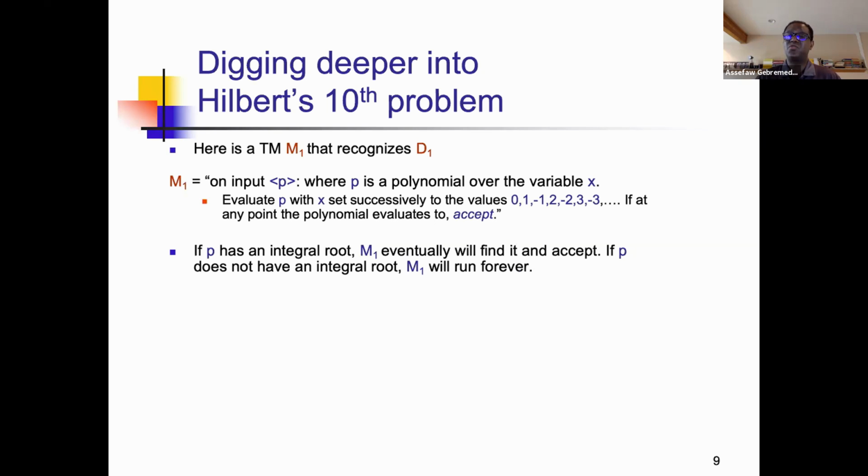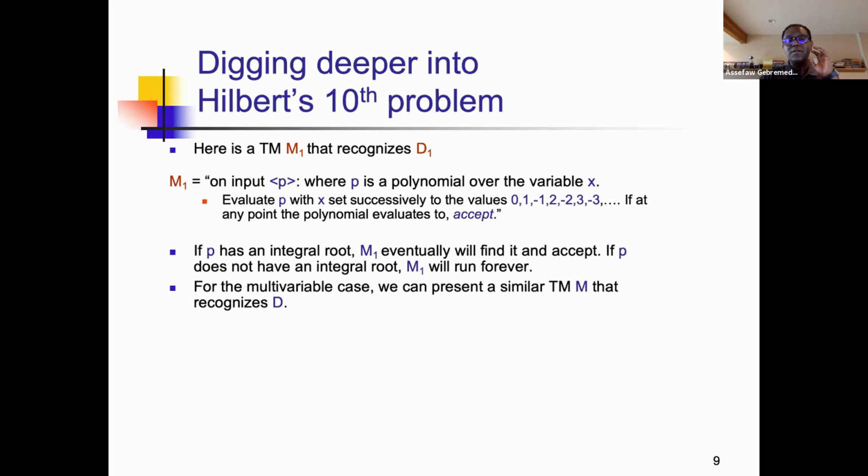We're trying exhaustively all the integers that we possibly can, and because it's just a single variable X, we are trying these values for X each time. And the moment we find it, we accept. If P does not have an integral root, which could happen, then M1 will run forever. And so this Turing machine now recognizes our language D1.